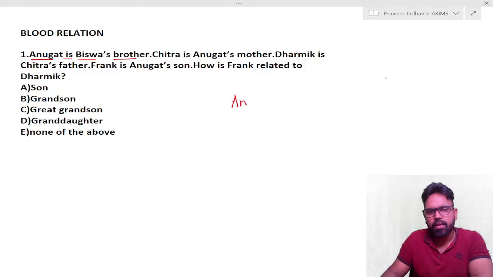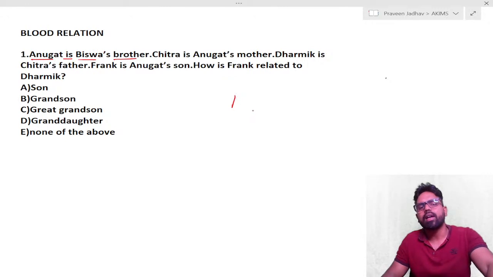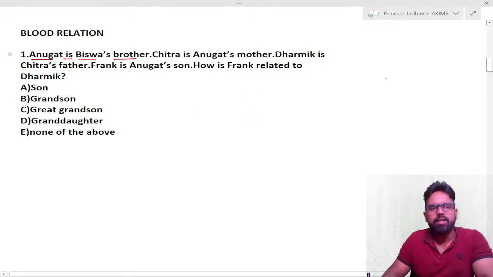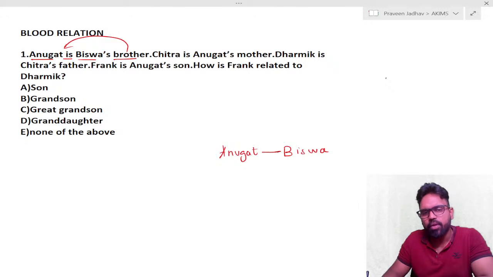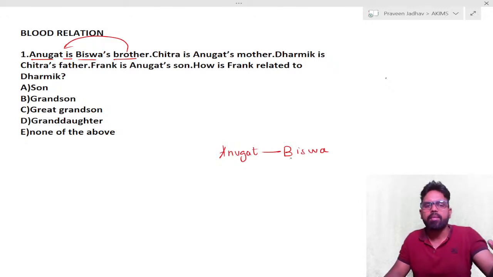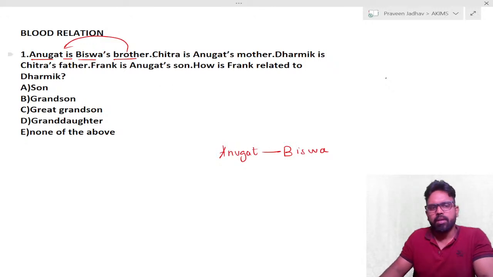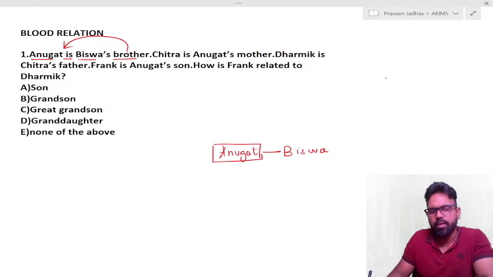Anugat, who is this Anugat? This is a guy called Anugat. I do not know if this is a guy or a girl because he never said anything as of now. Anugat is Biswa's brother. I will write it here. Now, Biswa and Anugat are on the same 25th floor, the same floor of the apartment, right? Because they are brothers and sister or whatever it is. But he talks about only one person's gender. Anugat is Biswa's brother, but Biswa, I do not know yet. Do I know it yet?